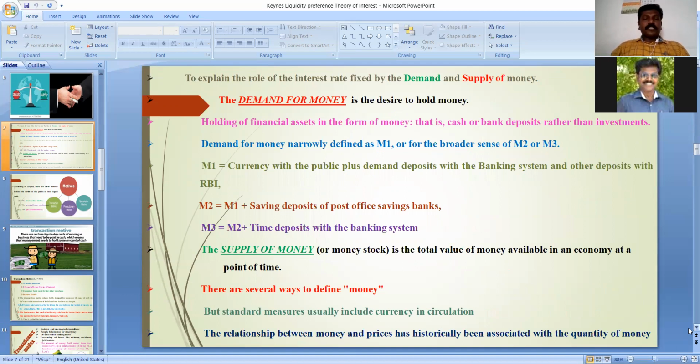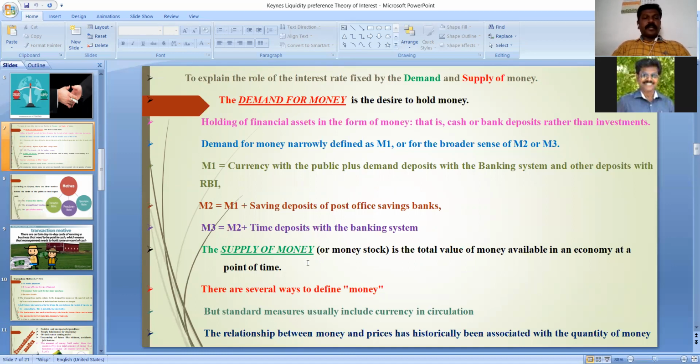Demand for money is narrowly defined as M1, or in the broader sense as M2 or M3. M1 is currency with the public plus demand deposits with the banking system and other deposits with the RBI. M2 is M1 plus savings deposits of post office savings banks. M3 is M2 plus time deposits with the banking system.